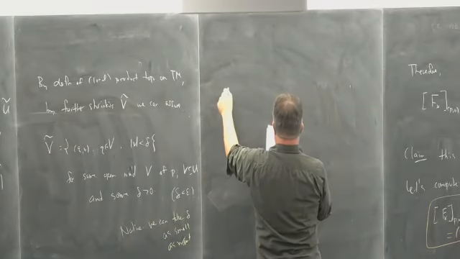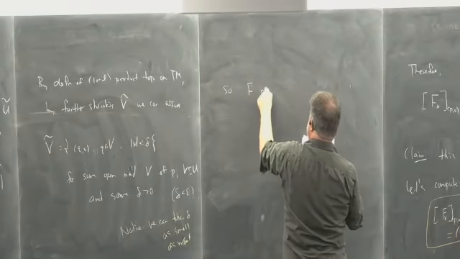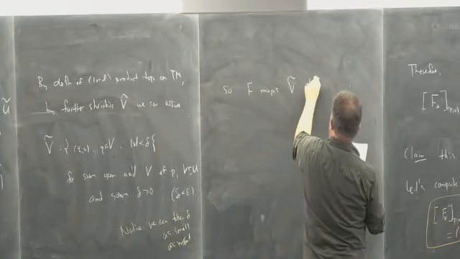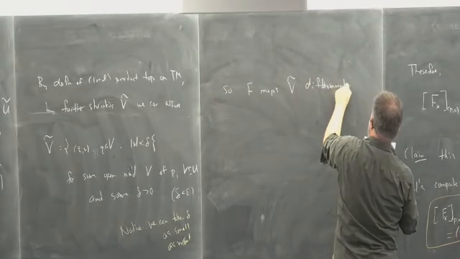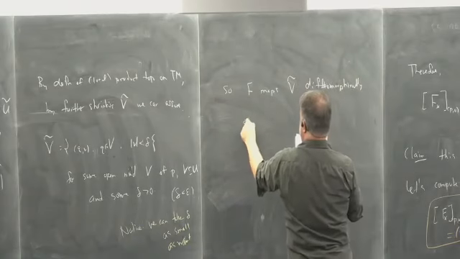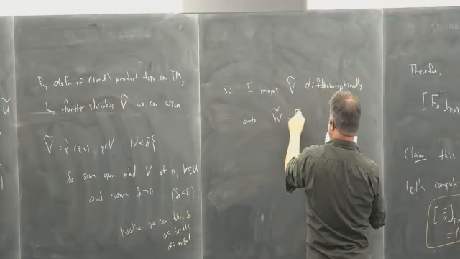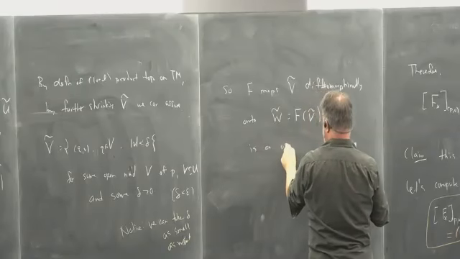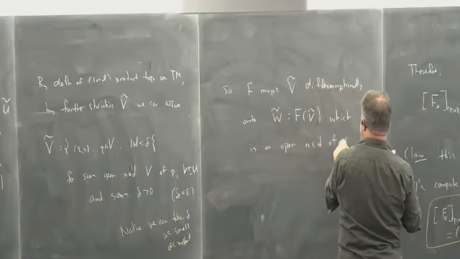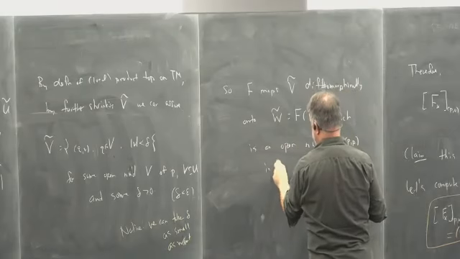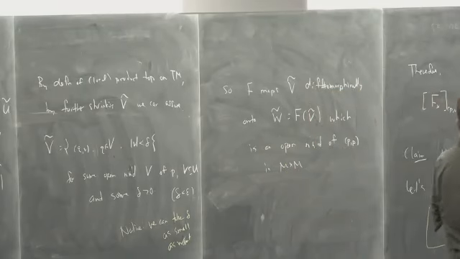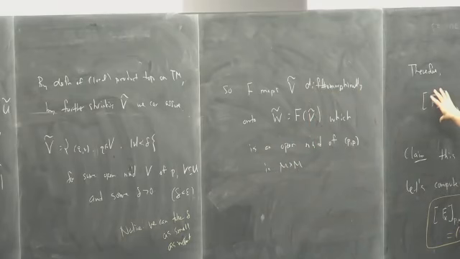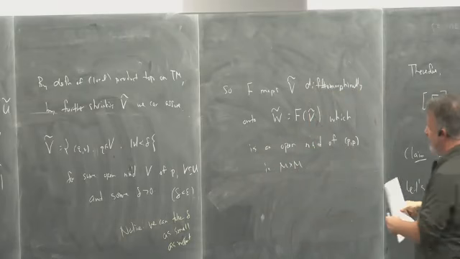So f maps v tilde diffeomorphically onto its image, let's call it w tilde, which is an open neighborhood of p comma p in M times M, right? That's where f maps p comma 0 to p comma p, and the inverse function theorem tells us it's going to take a sufficiently small neighborhood of p comma 0 in TM to an open neighborhood of p comma p in M times M.